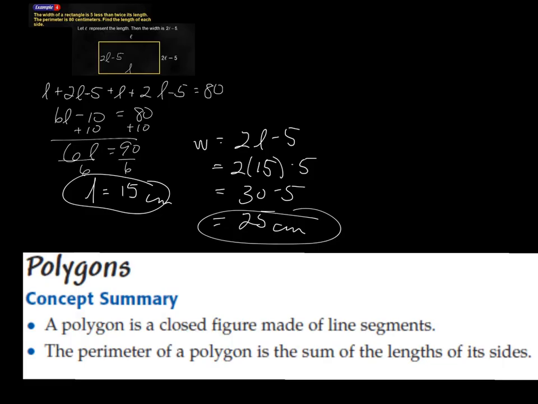A polygon is a closed figure made of line segments. The perimeter of a polygon is the sum of the lengths of its sides.